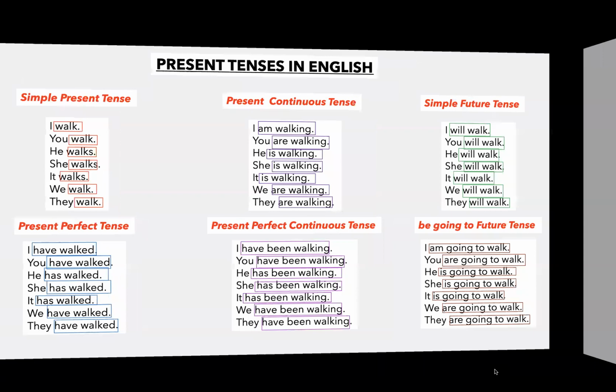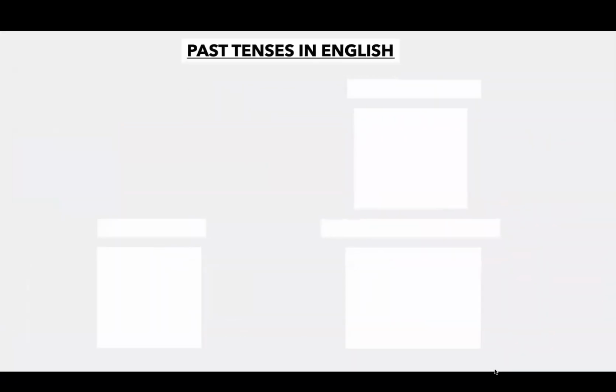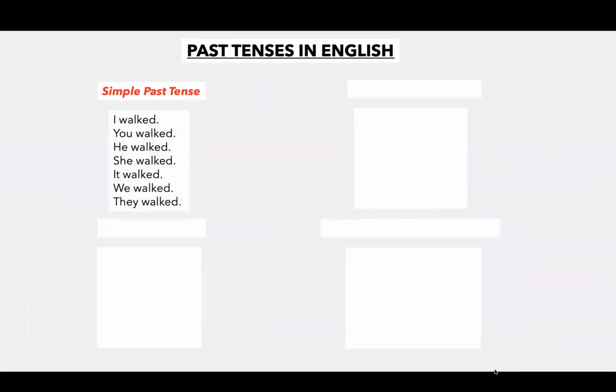Okay, now let's check the past tenses. Here we go. We have simple past tense. So when we say simple past tense, what should come to your mind? Something completed in the past. So here we use verb 2, the second form, the past form of the verb. With all subjects, we say, I walked, you walked. And the last ed is pronounced like t here. Walked. He walked, she walked, it walked, we walked, they walked.